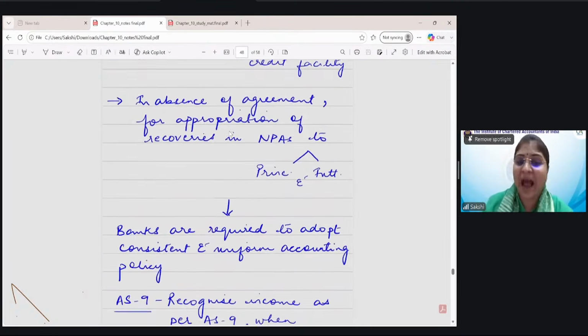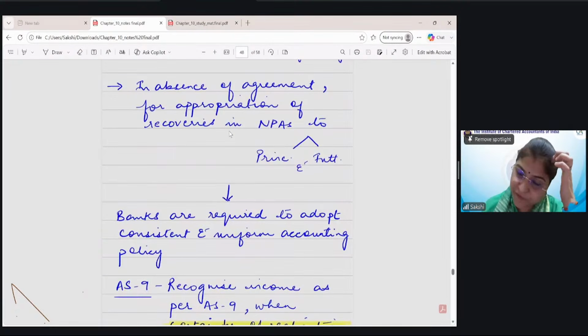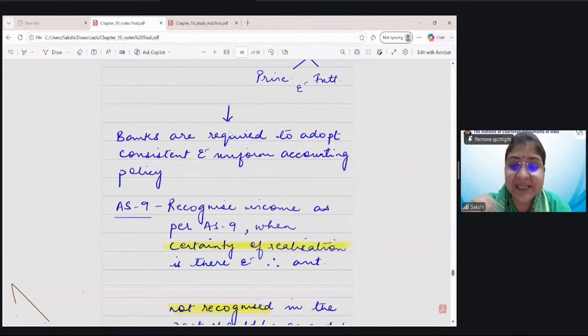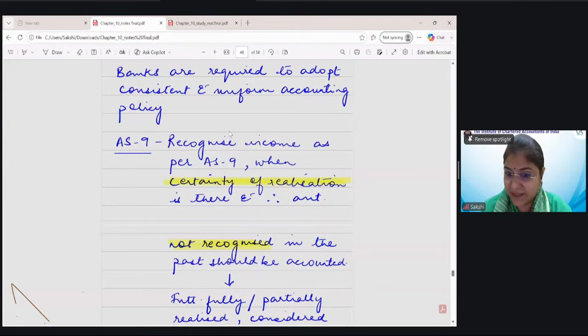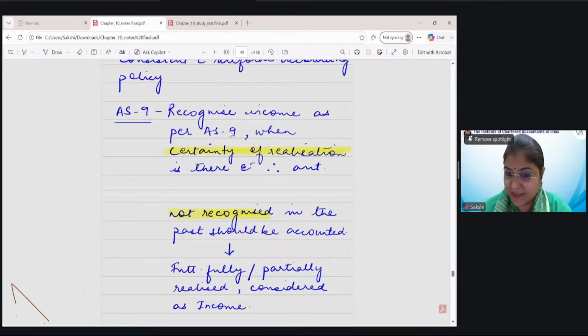So what does it say? In the absence of agreement for appropriation of NPA to principal and interest, banks are required to adopt a consistent and uniform accounting policy. Interest realized should be considered as income. Now you have to ensure that credit towards interest is not out of the fresh or additional credit facility. No fresh loan is given to meet this interest amount.